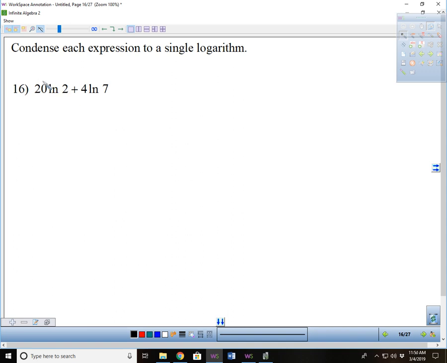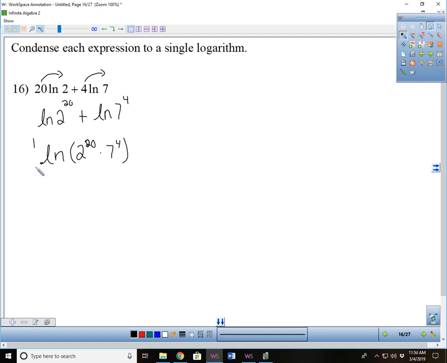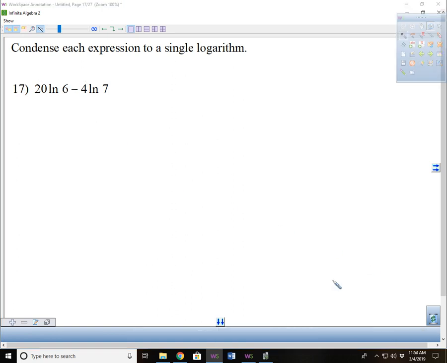All right, still condensing, so I'm going to go ahead and raise this and raise this. So I've got natural log of 2 to the 20th, which would be a big number, plus the natural log of 7 to the 4th. Since I'm adding these two logs, I can combine them into one and multiply. So this would be 2 to the 20th times 7 to the 4th. Those would be big numbers, so I'm fine with you leaving them like that. If it was like 2 squared times 8 squared, that'd be easier to do.